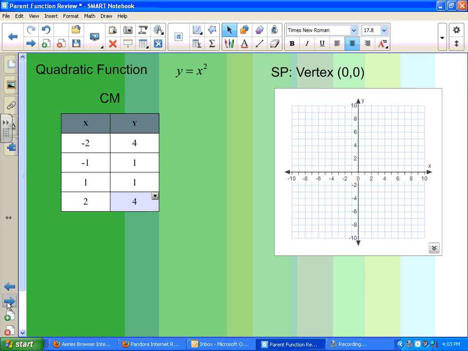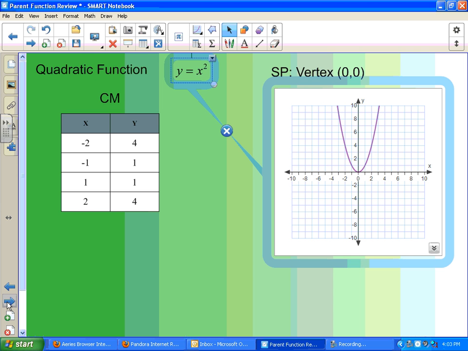Quadratic functions, y equals x squared. They have a vertex. Also, we will refer to that. That's our start point at 0, 0. If I were to graph this, we would generate a parabola. And how we got those points, if we were to look at negative 2, 4, and then negative 1, 1, and then positive 1, 1, and positive 2, 4, those are the values that help me create that graph. Here's that parent function.